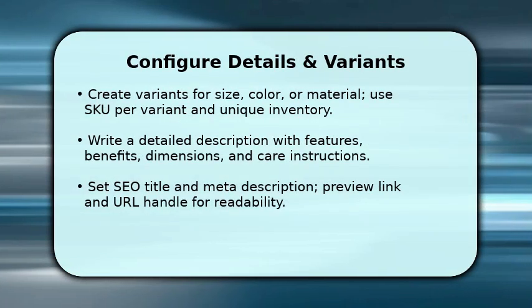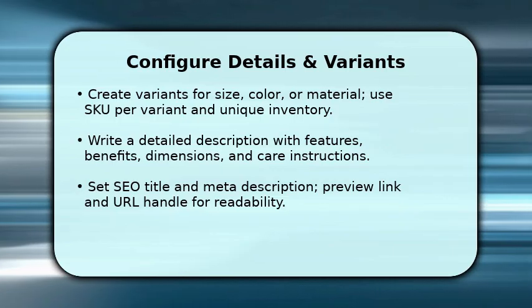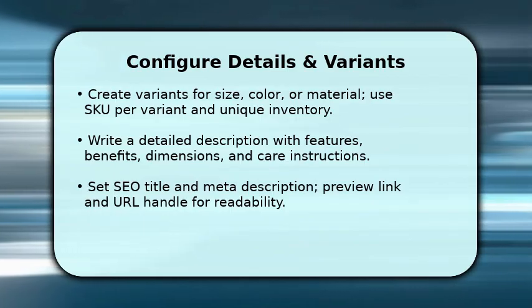Now configure options and settings that shape the shopping experience. Add variants for size, color, or material, and assign unique SKUs and inventory per variant so stock levels stay accurate. Then write an informative description covering features, benefits, dimensions, and care instructions. This helps reduce returns and answers common questions.